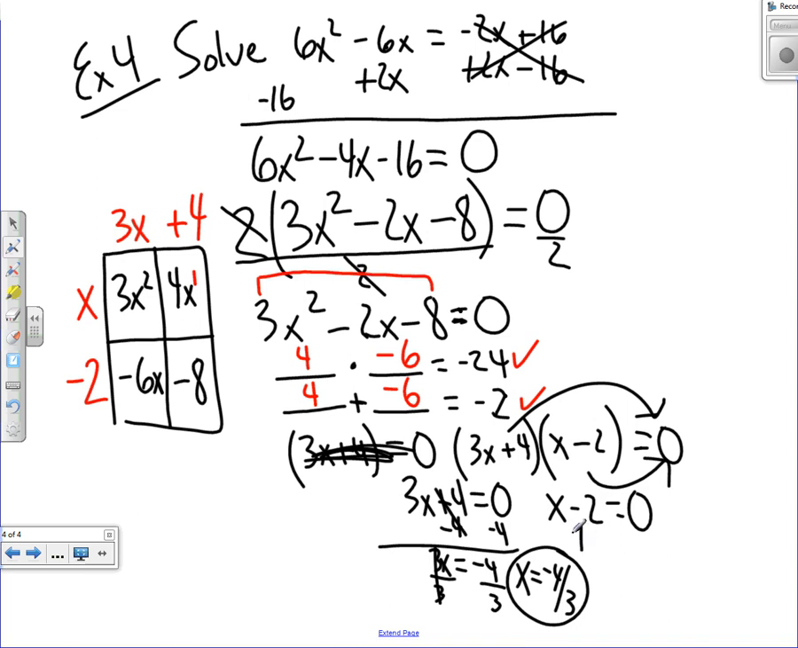For the second equation, to get x by itself, we're going to add 2 to both sides. So the other solution is x equals 2. And there you have it, peeps. Another quadratic equation solved by factoring.